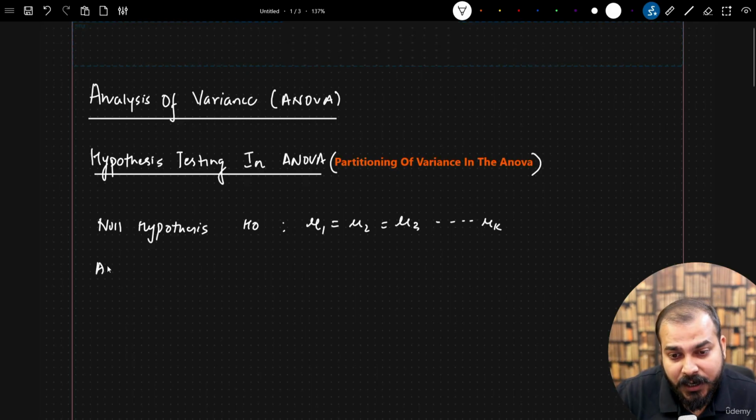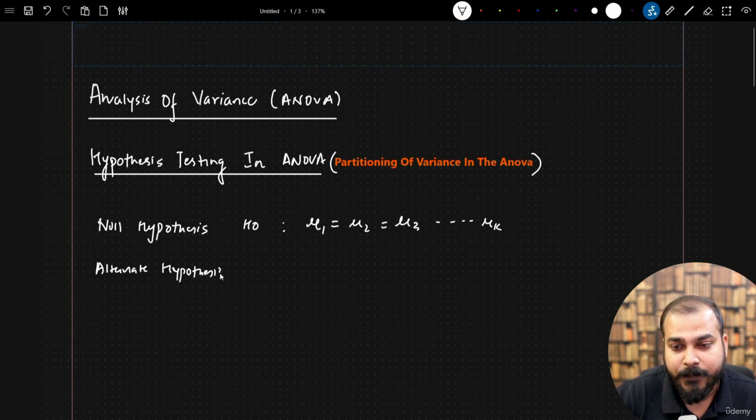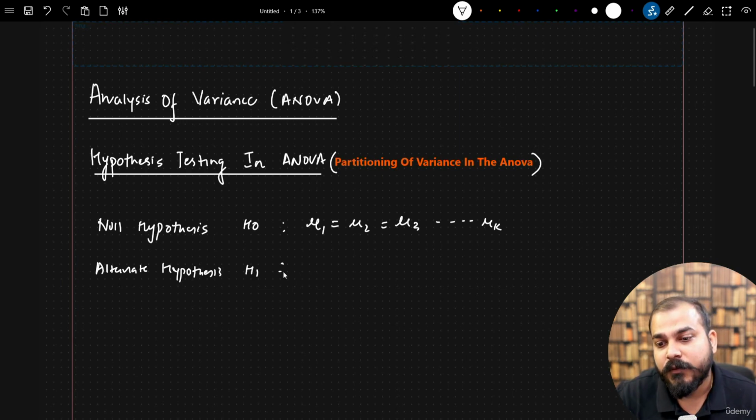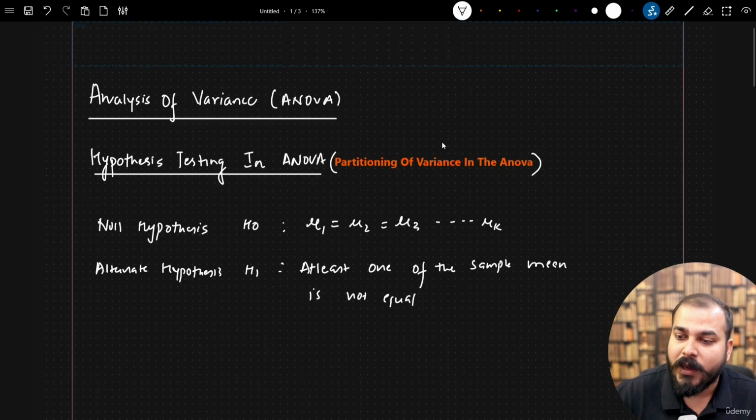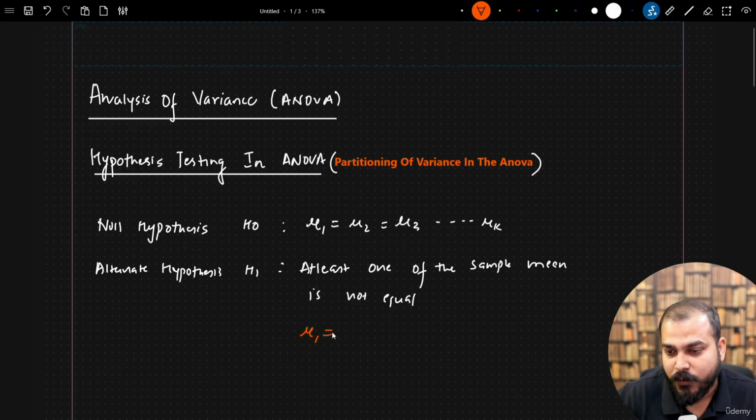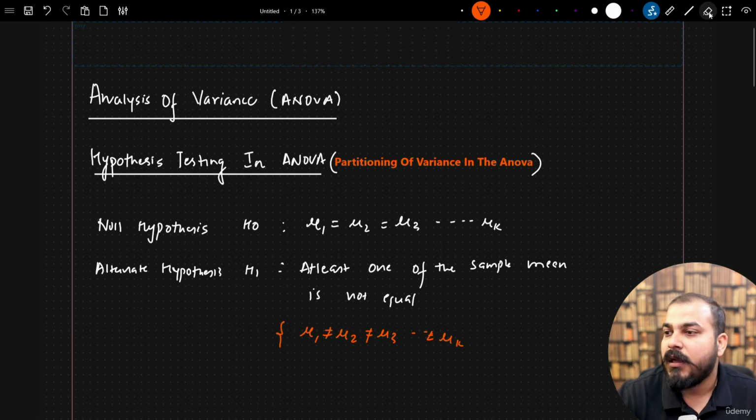Now coming to the alternate hypothesis. We can write it as H1, and here we say at least one of the sample means is not equal. Now you may be thinking, Krish, why can't we just write a notation like mu1 is not equal to mu2 is not equal to mu3, up to mu k? Can we write like this?